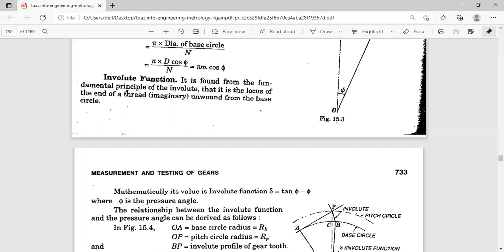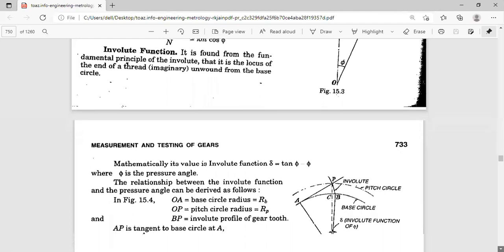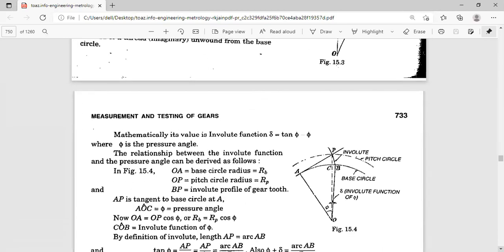Mathematically, you can define the involute function as delta, where delta is equal to tan phi minus phi. What is phi here? Phi is the pressure angle. Suppose you look at this diagram, you can understand better. This is the pitch circle, this is the involute form, and this is the base circle. Follow the basics, because the base circle will always be beneath the pitch circle, and the arc intercept, this is A, this is C, B. See how you got the tan phi minus phi.